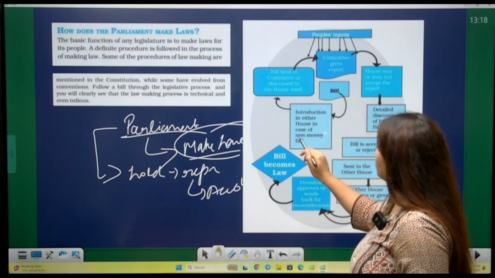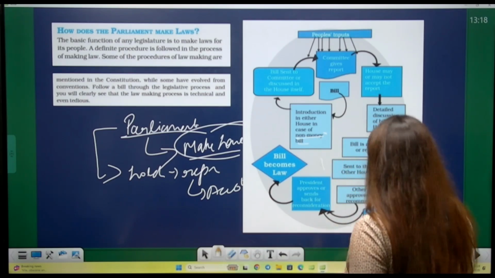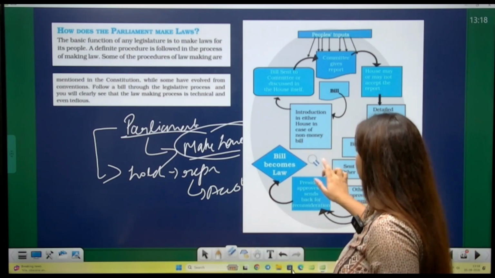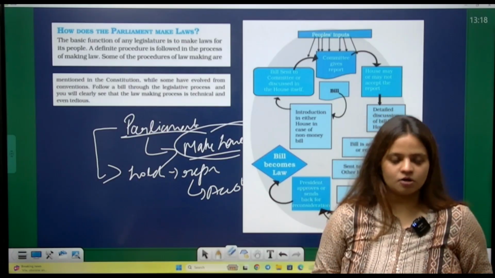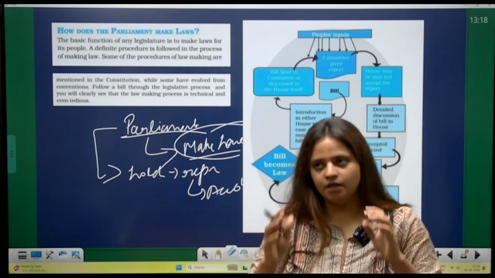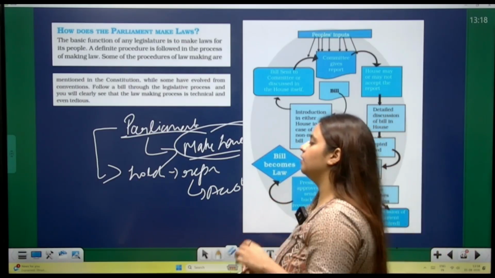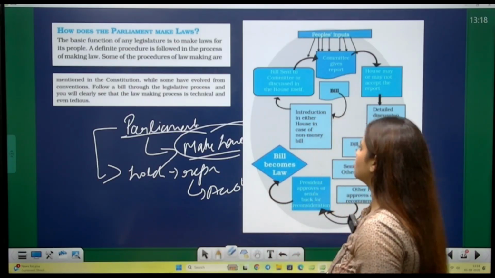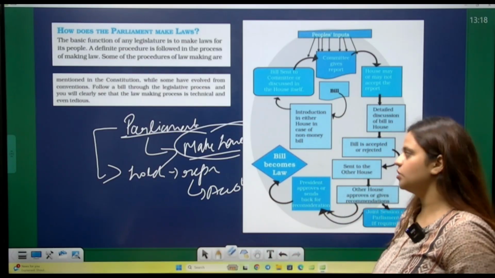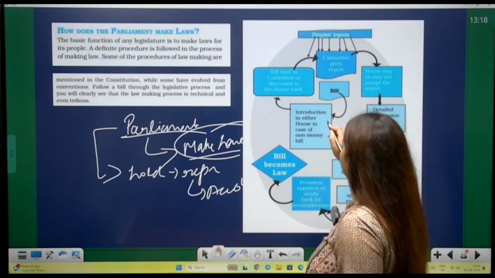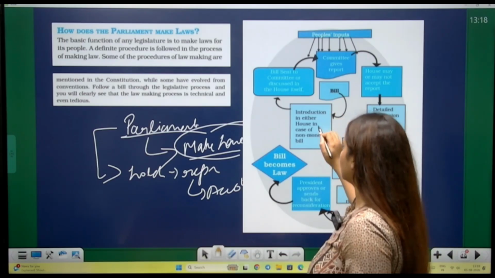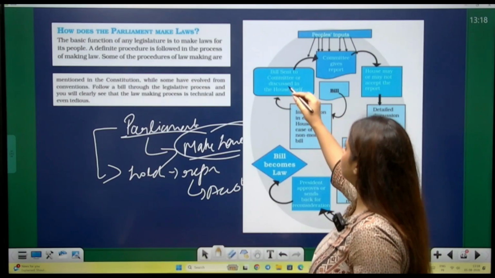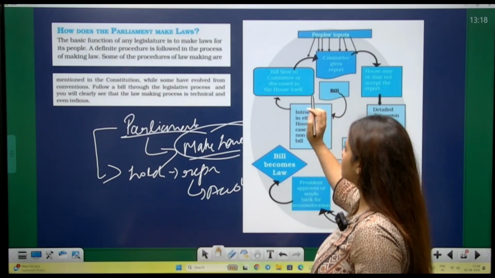Non-money bills can be introduced in either house of the parliament. In the case of the money bill, as I have told you, the Lok Sabha has more powers, so the money bill can only be initiated in the Lok Sabha. A bill can be introduced in either house of the parliament, and then it is sent to a committee or discussed in the house itself.